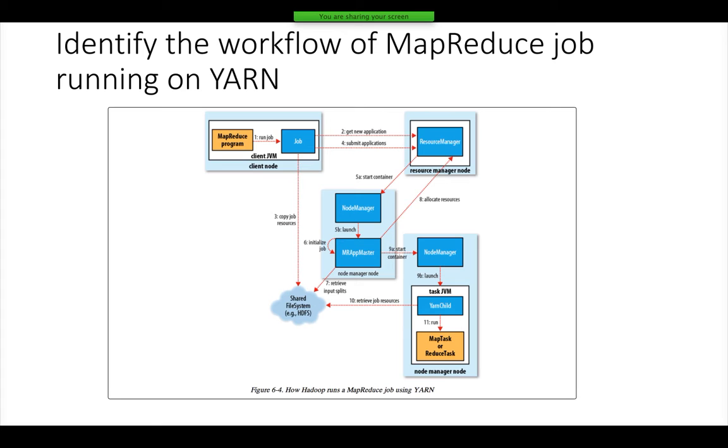Instead of the job tracker itself submitting the jobs, for each job, what Yarn will do is it will create something called an application master, and that application master will take care of the life cycle of the job. The resource manager, which is the master in Yarn.